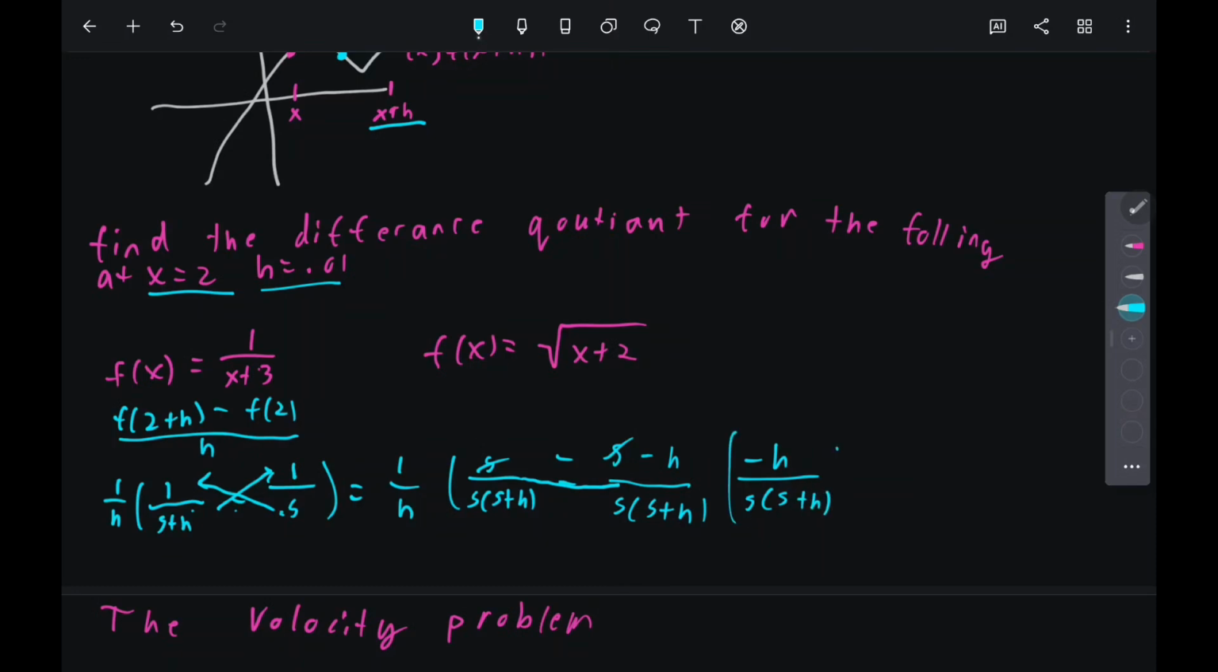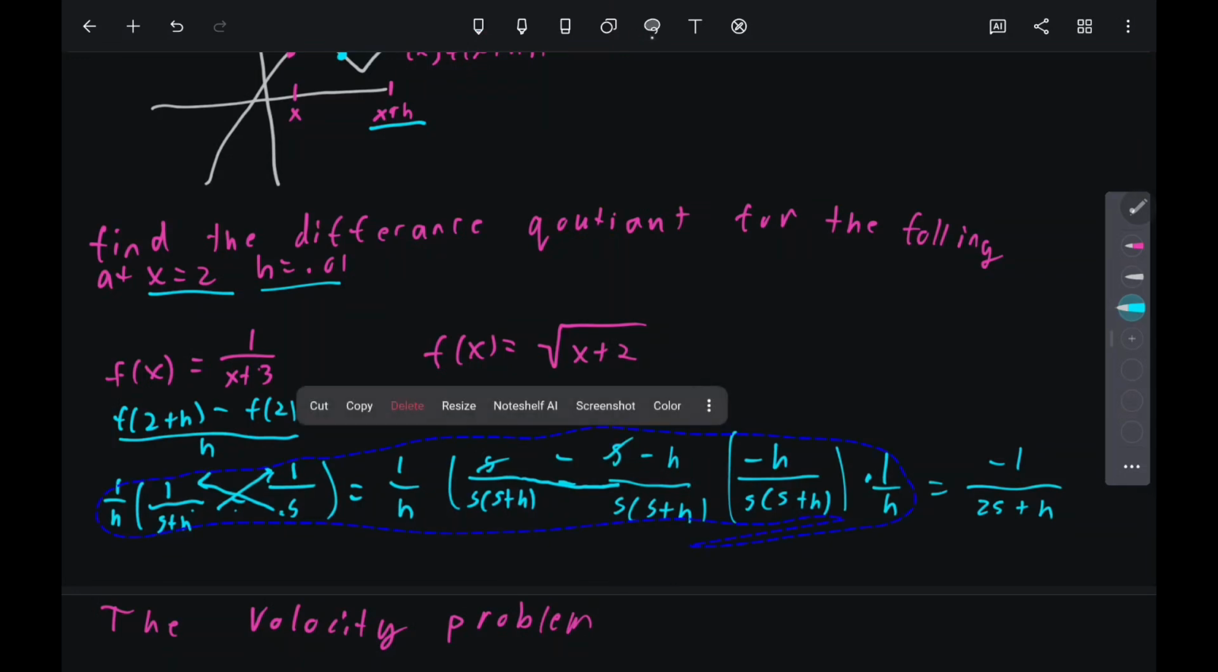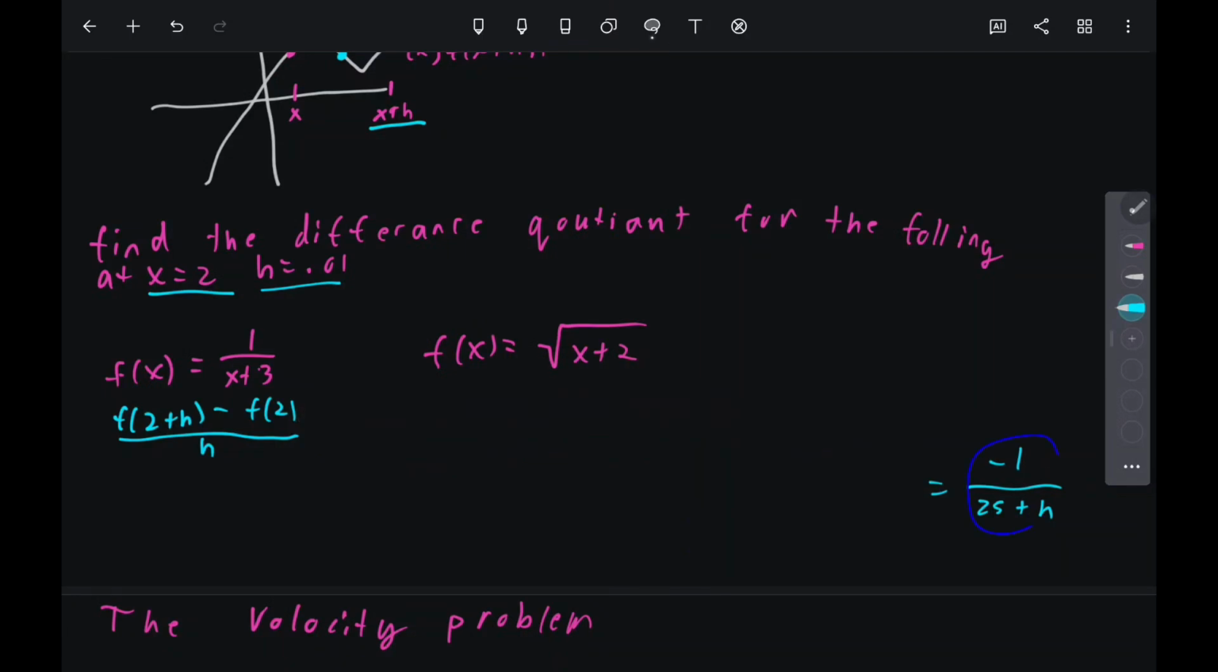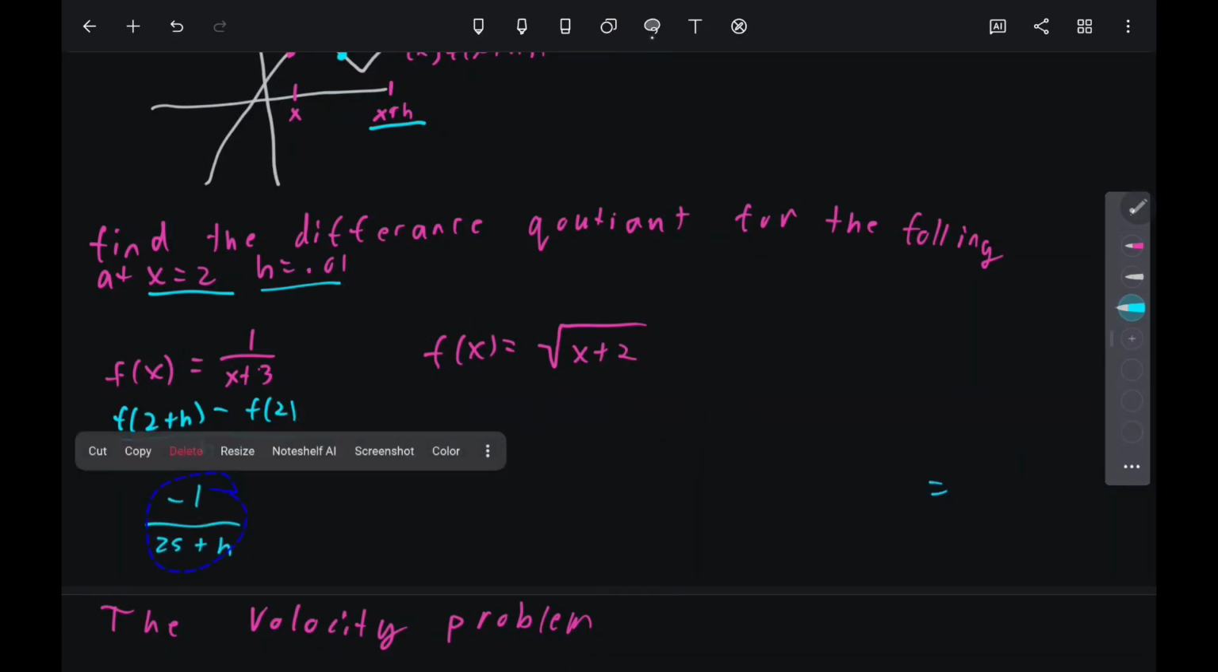Alright, and we know that this is still times 1 over h. The h's will cancel, so we now have negative 1 over 5 times 5 plus h. Alright, gotta delete some stuff, make some space. And I'm going to move this over here as our answer.